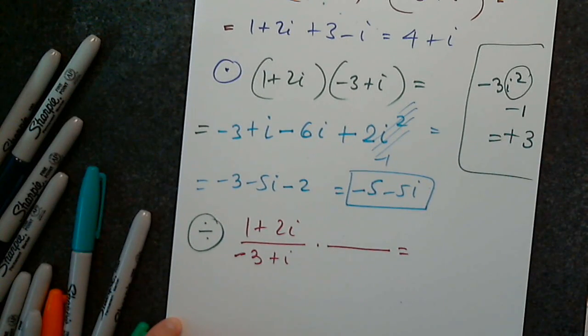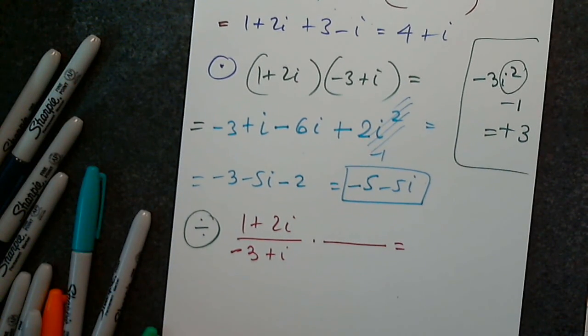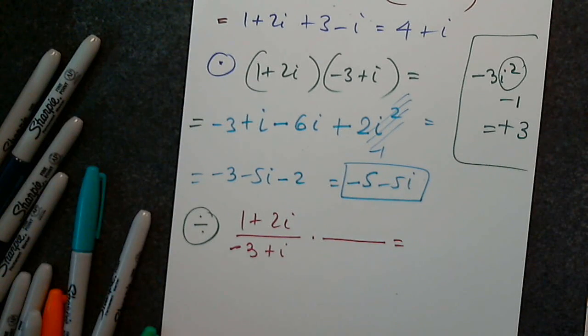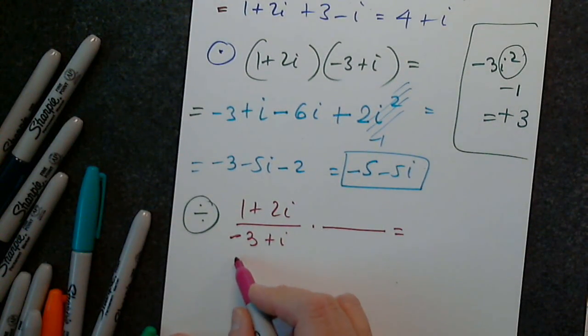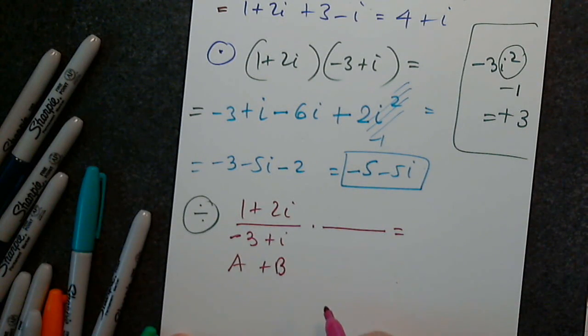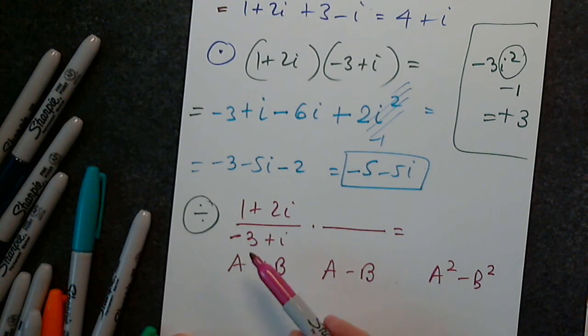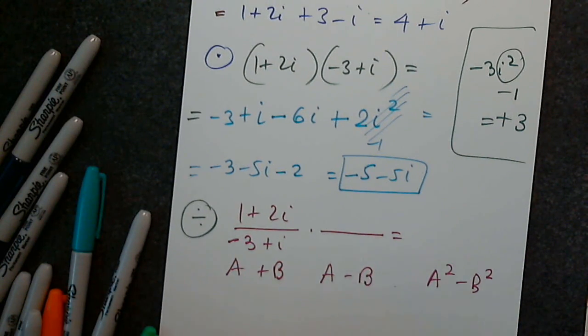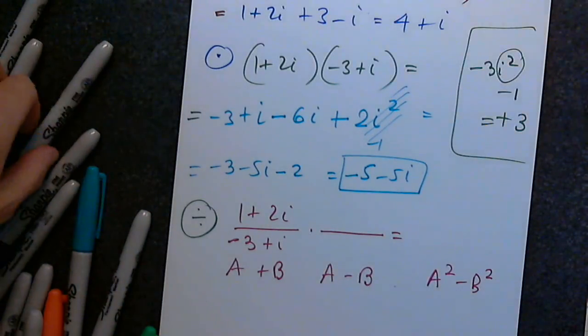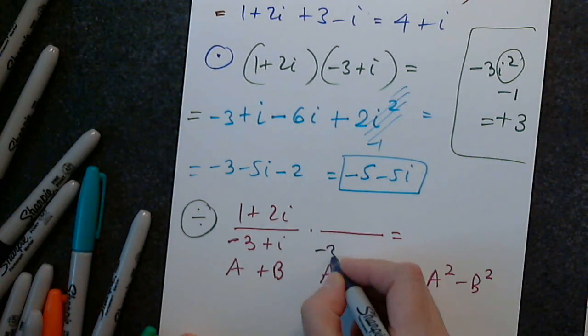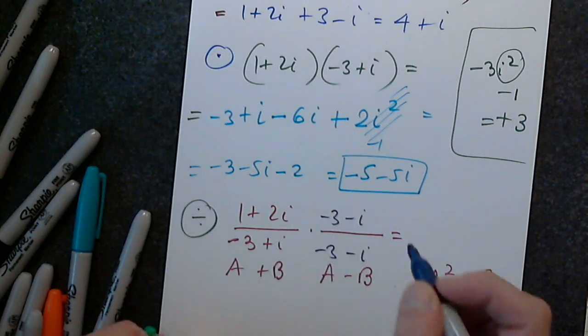This is very similar to, not the same, but the idea is similar to complex conjugates in this case, or rationalizing. So this is a plus b. We need to use a minus b in order to get a squared minus b squared. So what will be the conjugate of this then? If this is a and this is b, now I want a minus b in the denominator and numerator, of course. Negative 3 minus i. Awesome. Excellent.